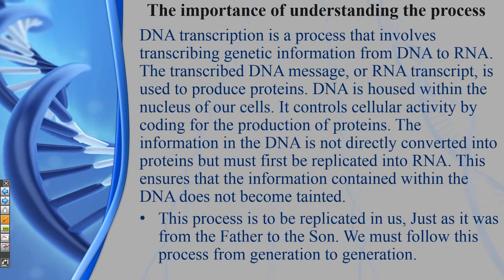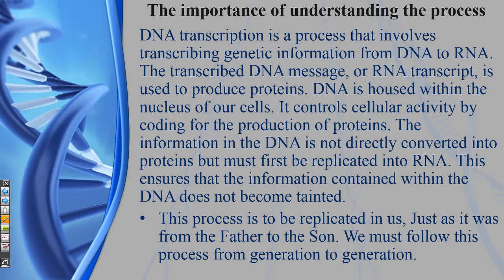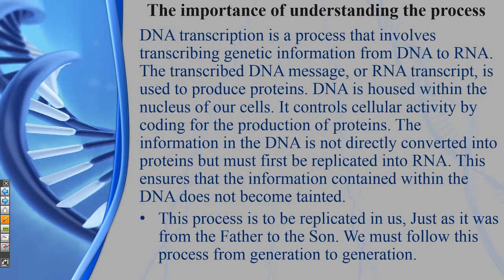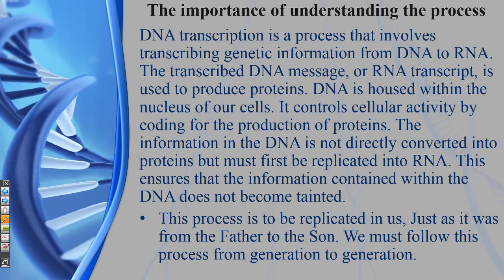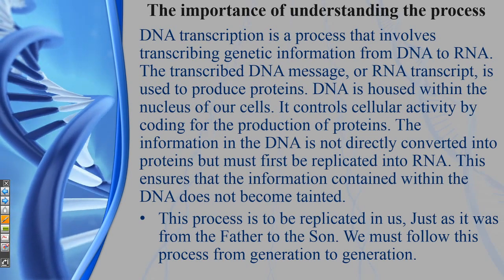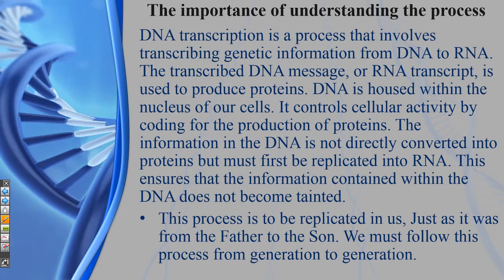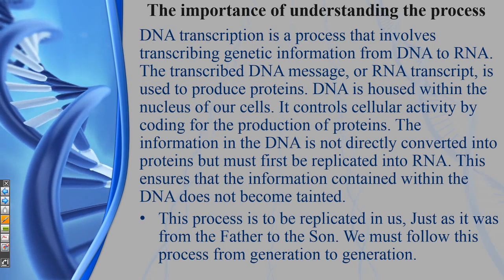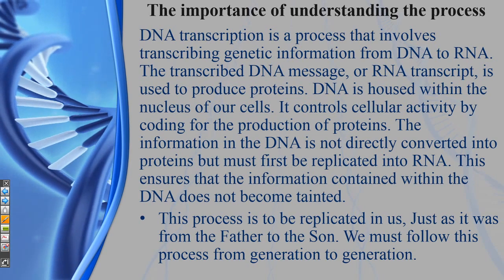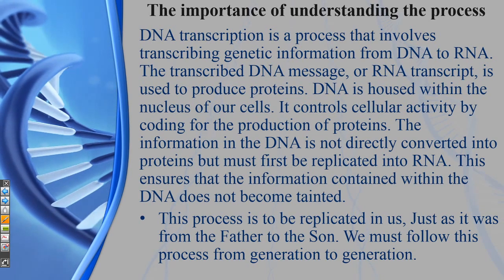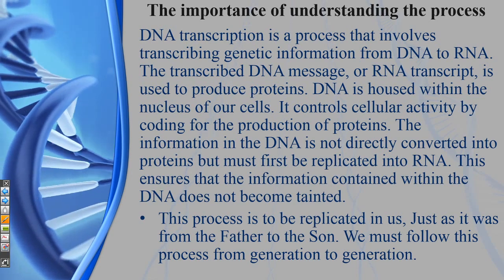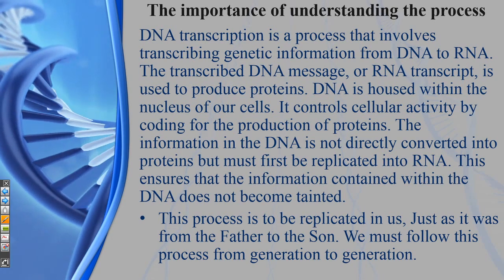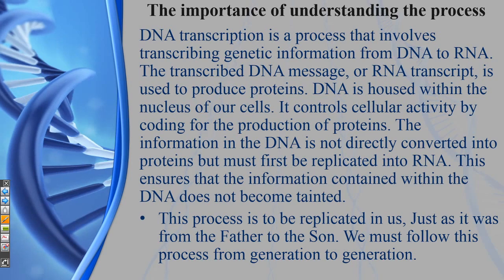So this process is to be replicated in us, just as it was from the Father to the Son. We must follow this process from generation to generation. This is us being messenger RNAs given to our children. They become messenger RNAs, and it's supposed to be a generational thing. Okay? Maybe I'm getting too deep. The RNA, the original messenger RNA, when it duplicates or replicates, why is it that the replica is subject to be tainted?